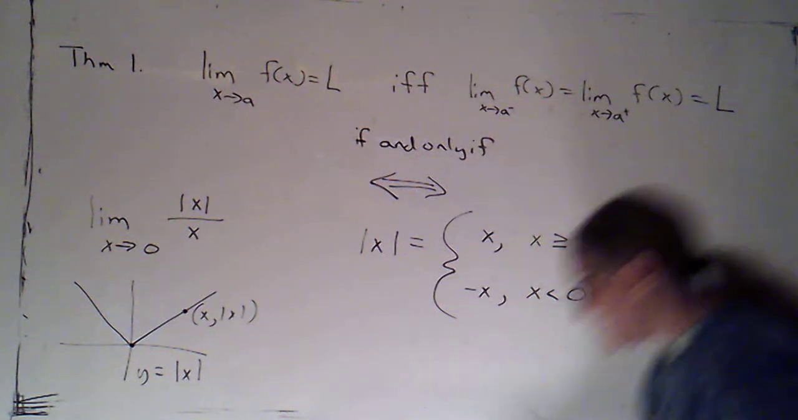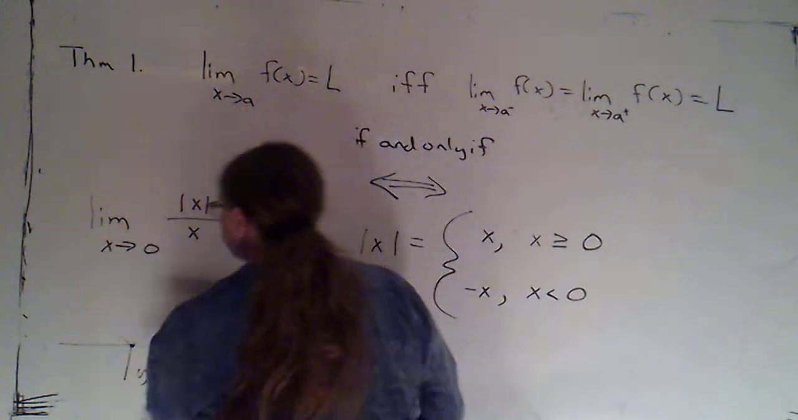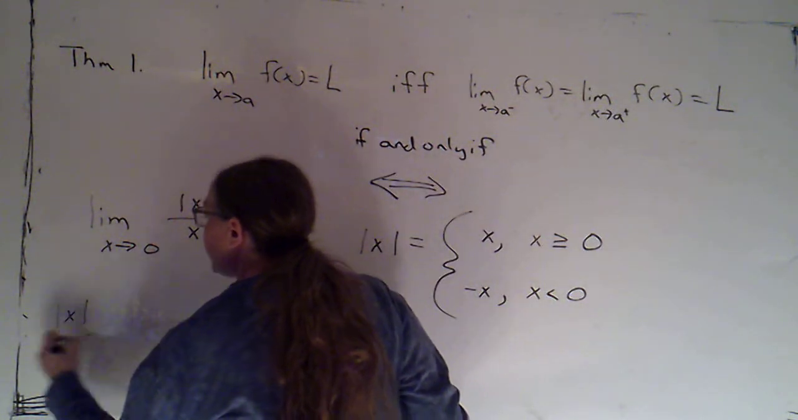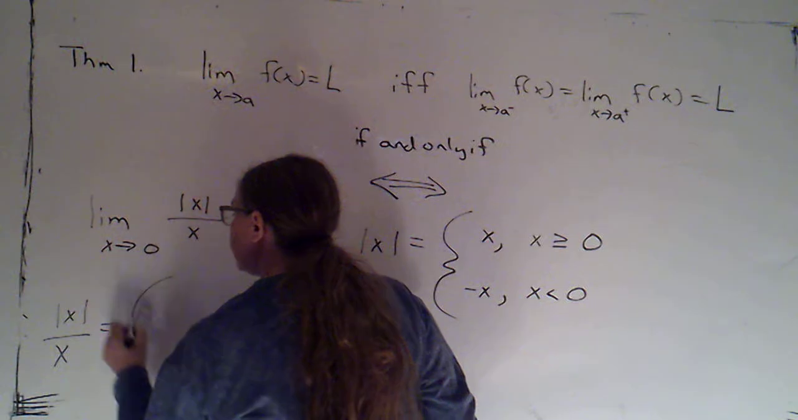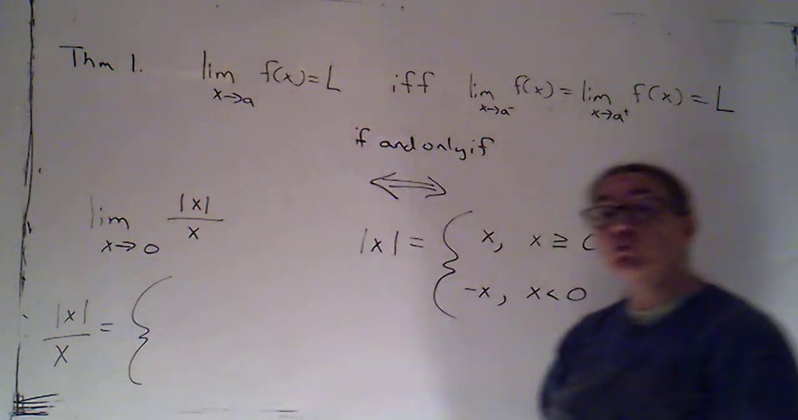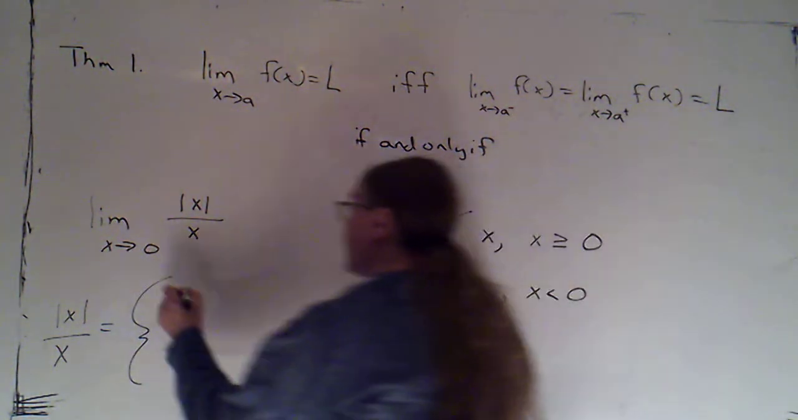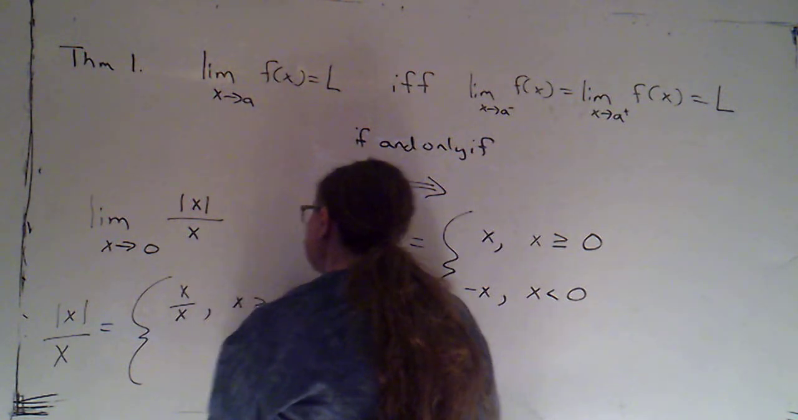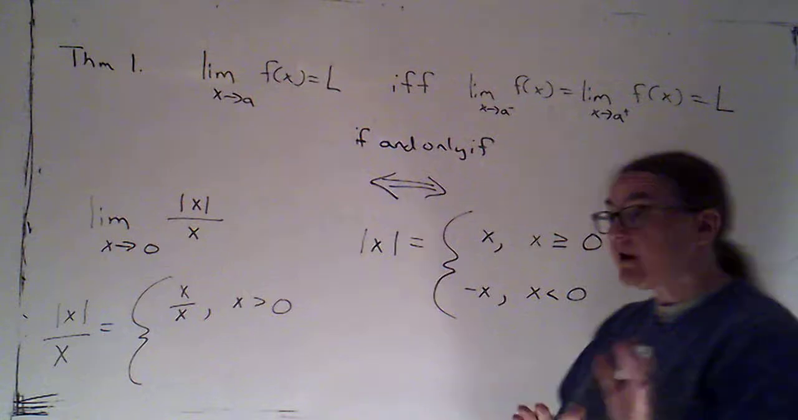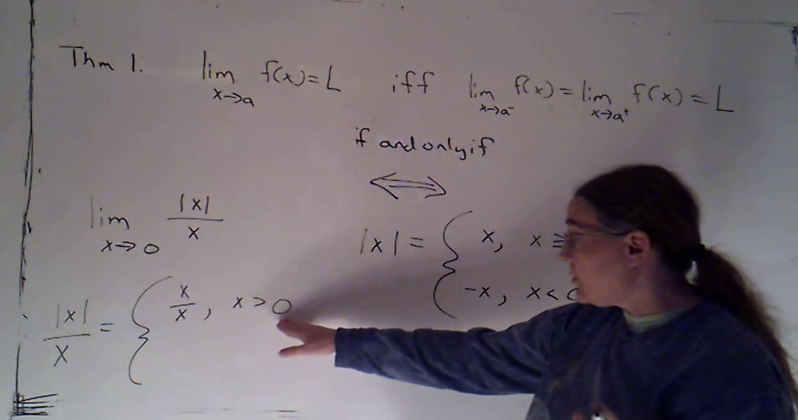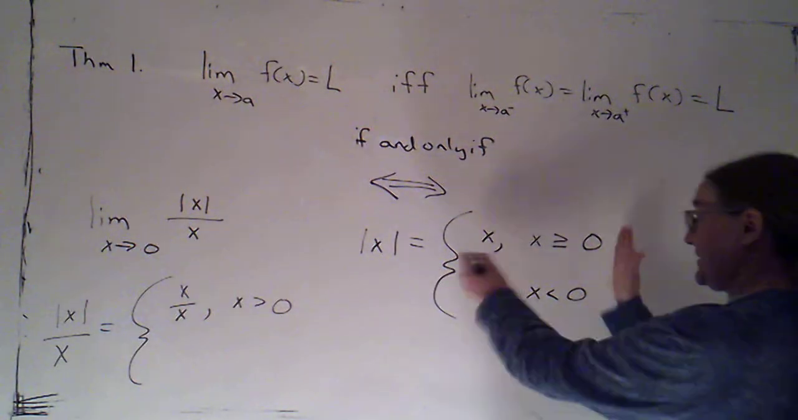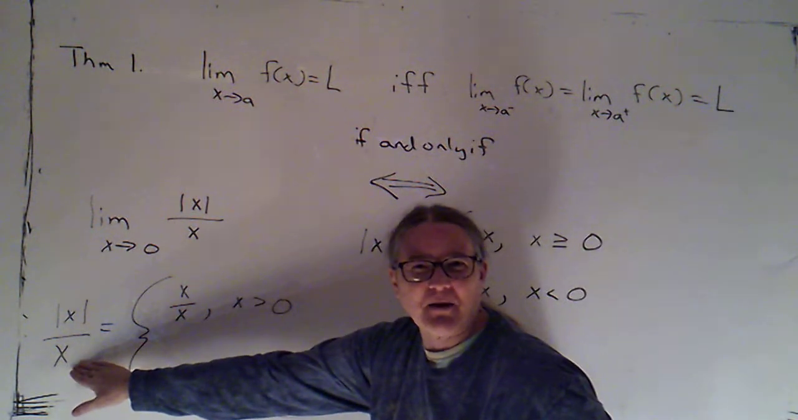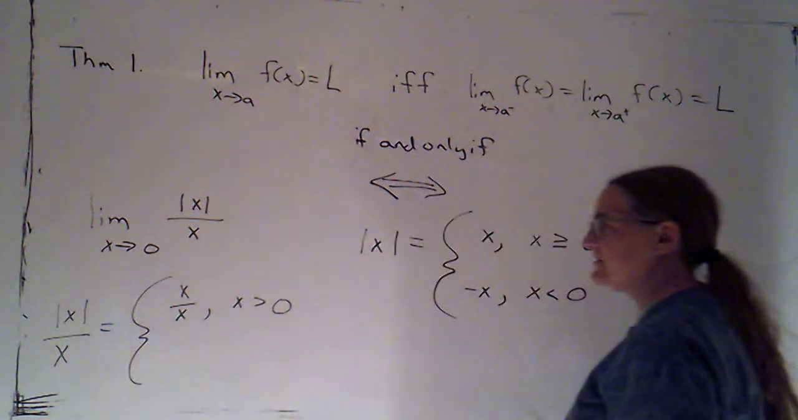So I can do that. I can say the absolute value of x over x is going to be given by one of two rules. It will just be x over x, and I'll use that rule if x is bigger than 0. Now here I did not include 0, not because I can't include it for the top, because I certainly can, but because I've also got an x on the bottom, so my function is undefined if x is 0.